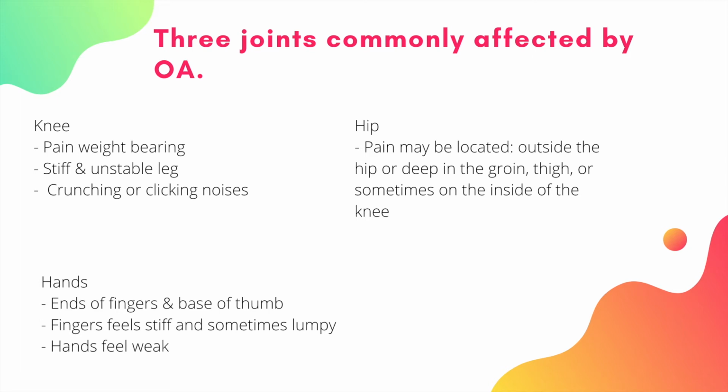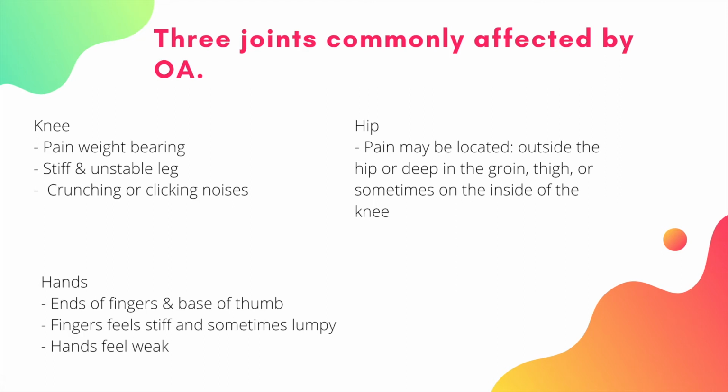So what joints are most commonly affected by OA? It's important to note that any joint that has cartilage can get osteoarthritis in it, but the three most commonly affected are your knee, your hip, and your hands. So if we talk about the knee, what you might feel is pain with weight bearing, so walking. You may have a stiff or unstable leg. Your knee may feel like it's giving way on you. You quite commonly will hear crunching or clicking noises. We call that crepitus. It may be hard to walk up and down stairs or get from sitting to standing.